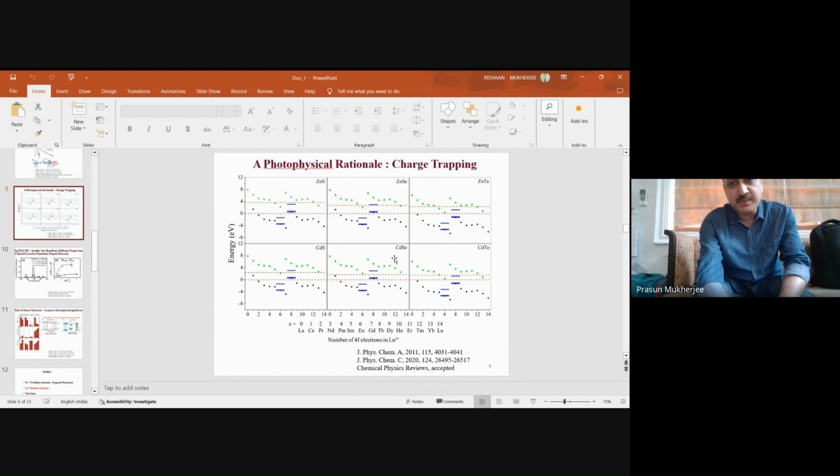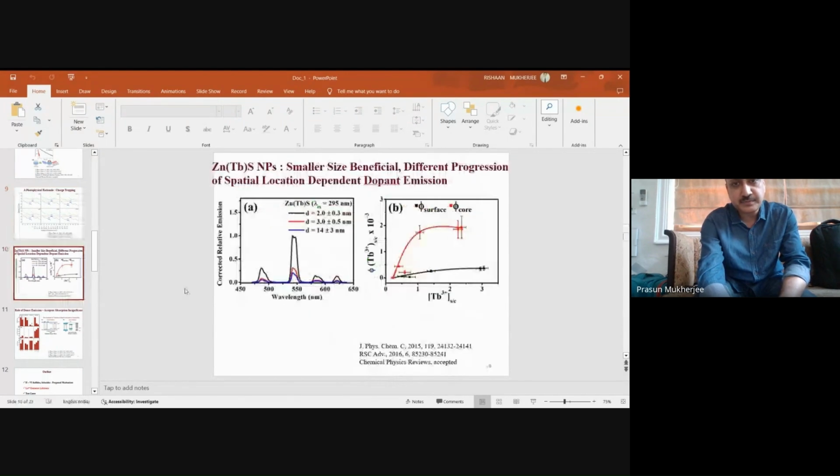Whereas if we look at, say, cadmium selenide, this is an extreme case where the luminescent energy level lies above the conduction band, hence autoionization is very prone, lessening the efficiency of the emission. Based on this energy level diagram, we have also confirmed that a smaller size of nanoparticle is more efficient in sensitizing terbium in zinc sulfide, and their core and surface components evolve, and their emissions evolve differently.